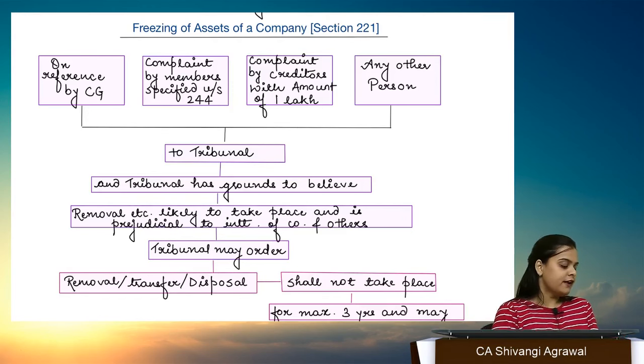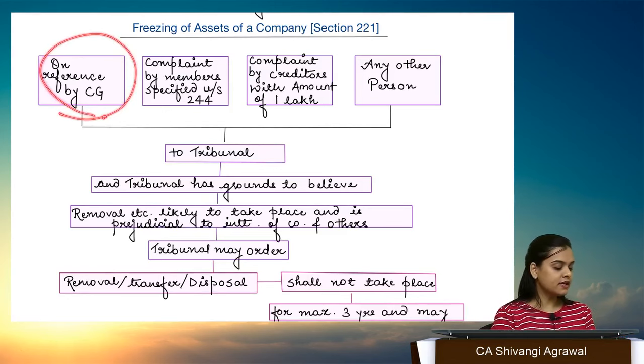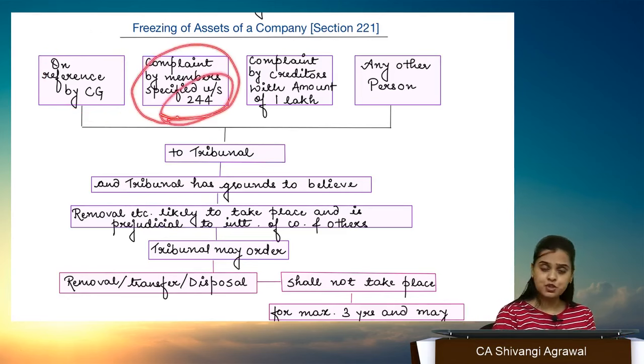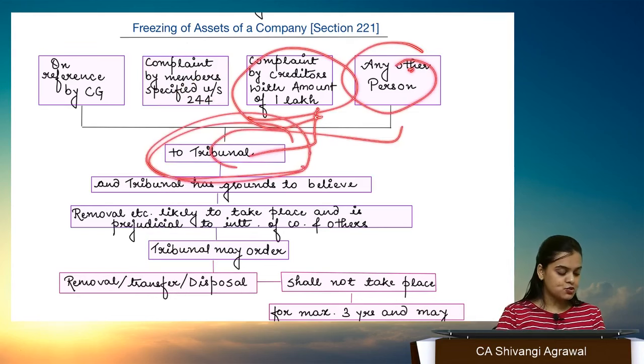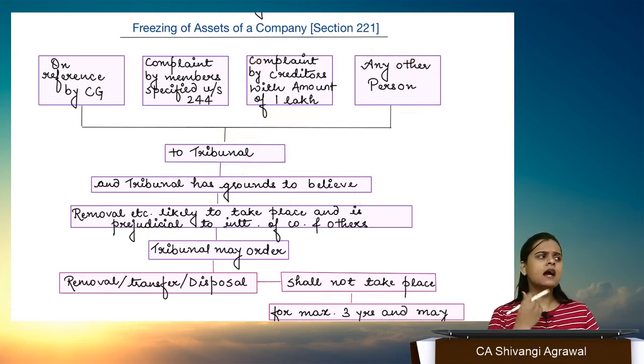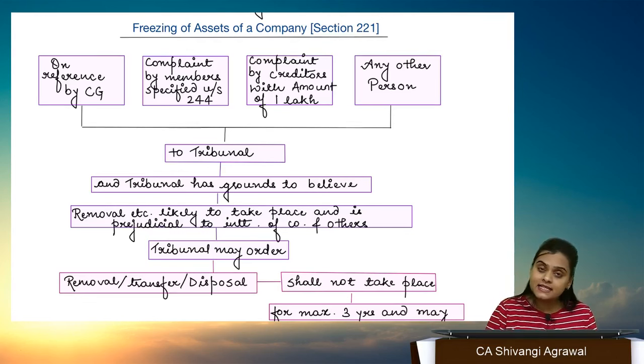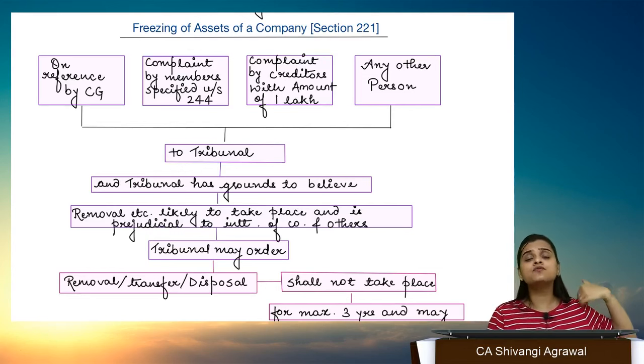See, if the central government makes a reference, or if a complaint is made by members specified under section 244, that is oppression and mismanagement, or if creditors file a complaint, the creditors who have at least 1 lakh amount outstanding, or any other person files an application to the tribunal, and the tribunal believes that the company might be disposing of, might be selling off some assets which is not in the best interest of the company, which is prejudicial to the interest of creditors, members, then in such a situation, the tribunal can put restrictions on these assets, just like it was putting restrictions on securities to find out the whole truth.